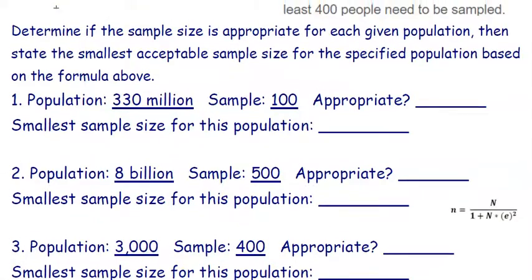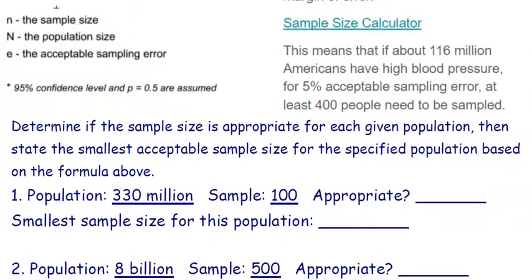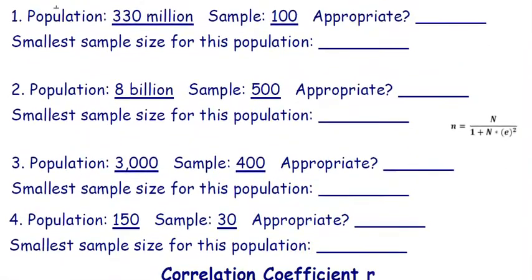So at 5% sampling error, this would not be appropriate, and the smallest sample size would be 400. Let's look at number 4. Population 150, sample 30. Is this appropriate?